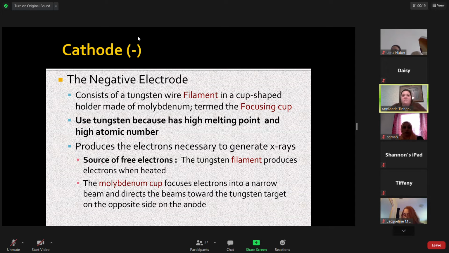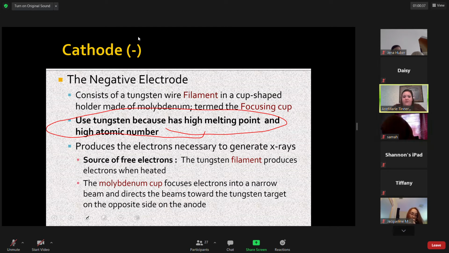All right, and the reason that we use tungsten is because it has a high melting point and high atomic number. I bolded this portion right here because you are going to need to know that. All right, so if I ask you why is tungsten used, you need to tell me because it has a high melting point and a high atomic number.